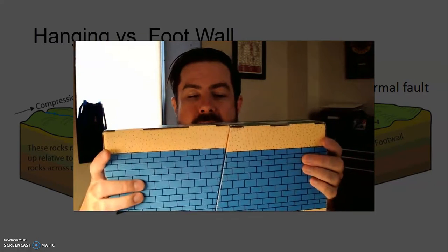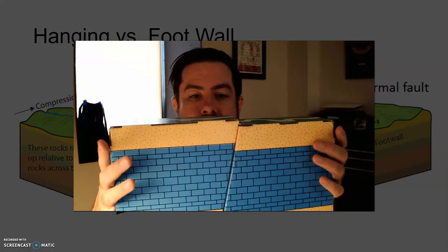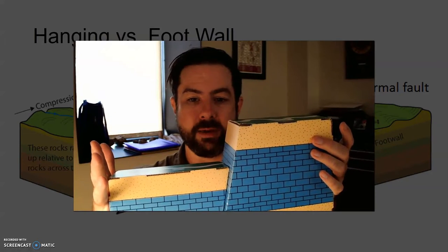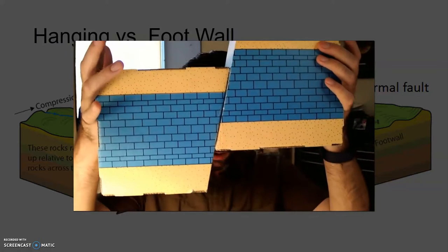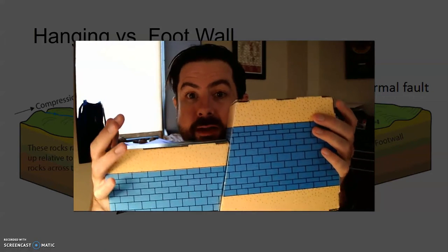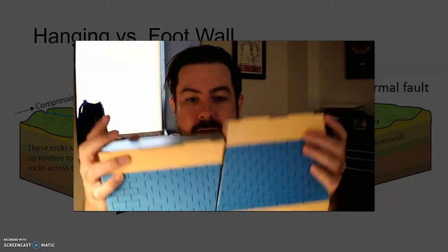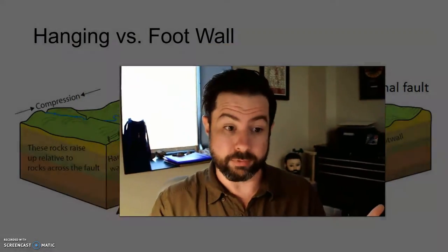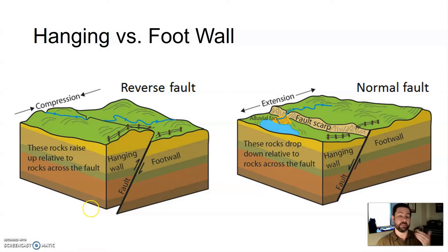If I created a tensional stress, kind of pulling apart, relaxing the pressure I apply to it, I'm kind of pulling my hands apart, then that hanging wall fell down. The hanging wall falling down creates a normal fault. So kind of depending on which direction the hanging wall went relative to the foot wall will help you figure out what type of fault you got, therefore what type of stress you have, therefore possibly what type of ancient boundary environment this fault area may have been near.